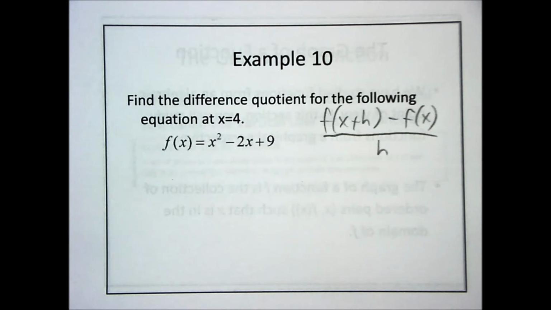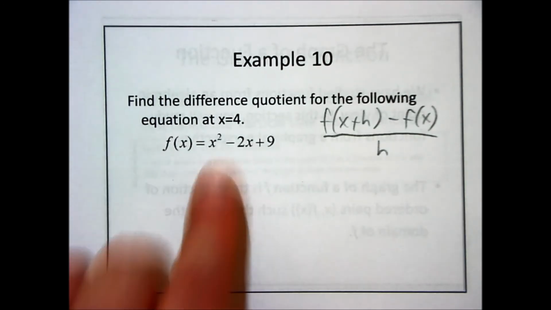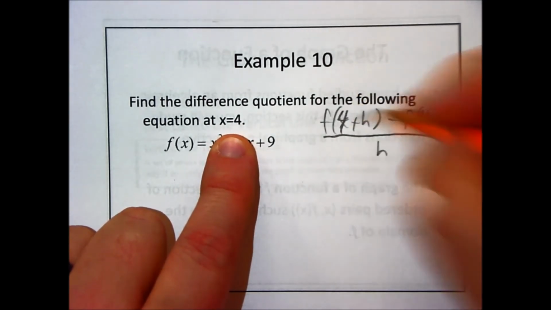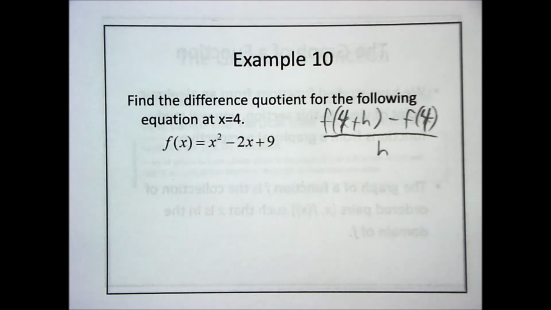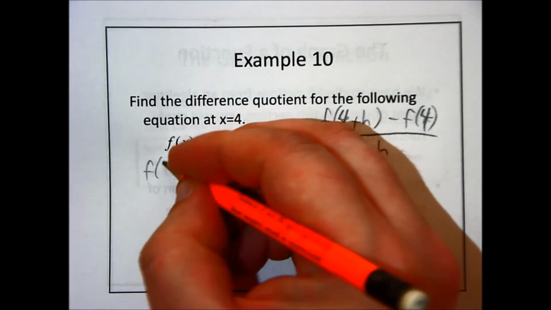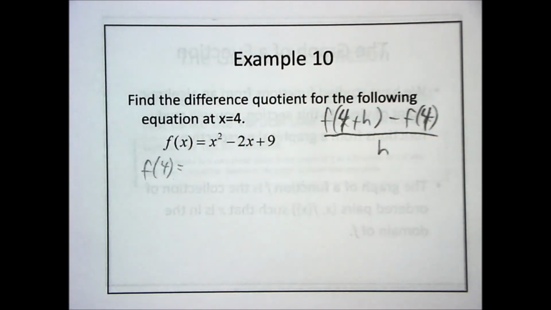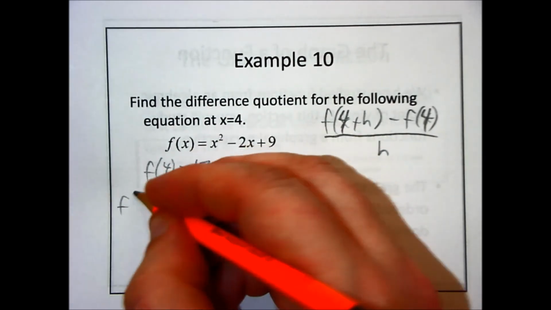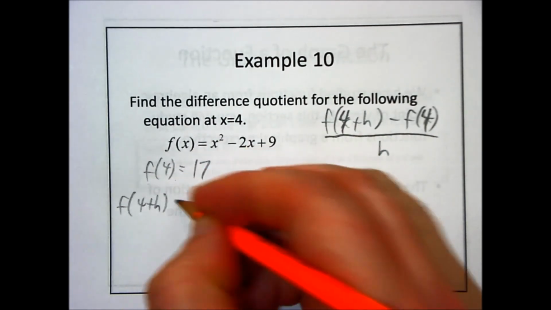But in this case, x is actually what? 4. They give you x is equal to 4. So what I'm really asking here is f of 4 and f of 4 plus h. I'm going to find those two things separately, and then I'm going to plug them into the quotient. Because f of 4 is fairly simple. What do you get if you plug in 4? 17.